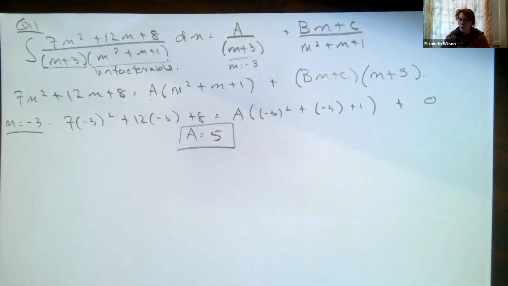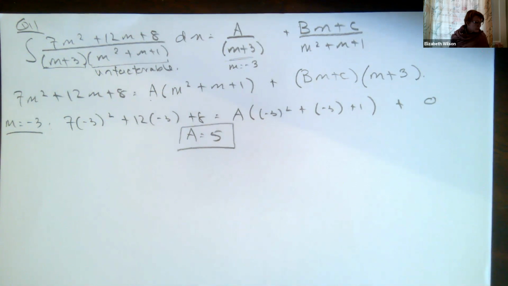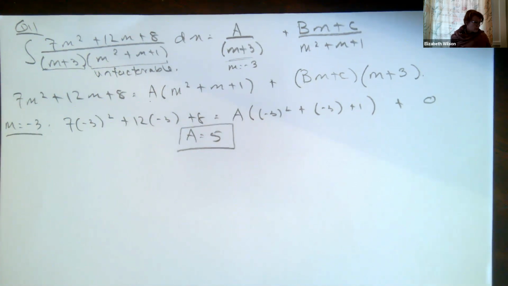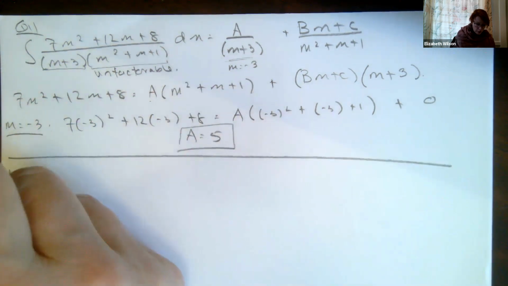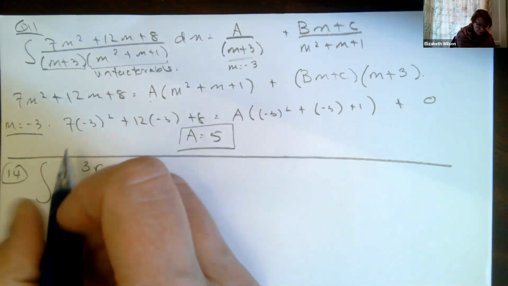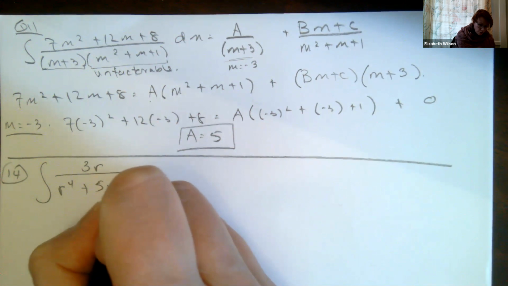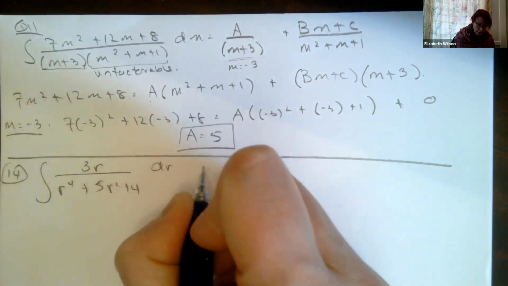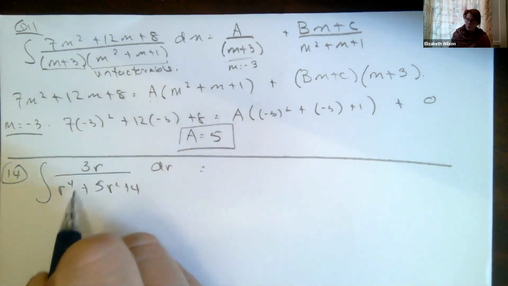For homework 1.3, number 14, do we do it like we did just now? So let me see, number 14. Let me look at my solution here. Oh yeah, so number 14 is an interesting one because it's sort of a trick. Question number 14 is set up like this. So I've got 3 over r to the 4th plus 5r squared plus 4, and this is dr. And then what's going to happen is, we're doing a substitution.